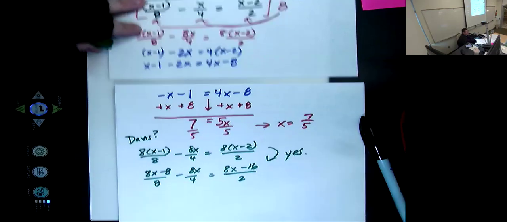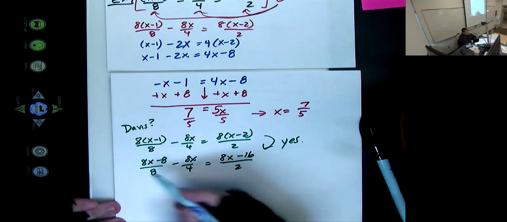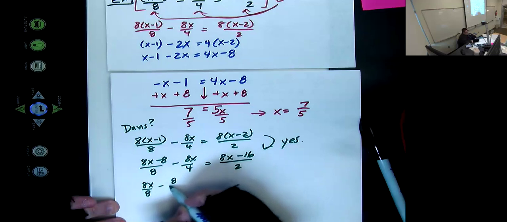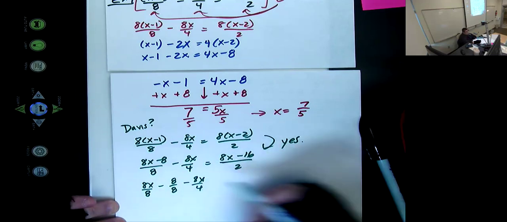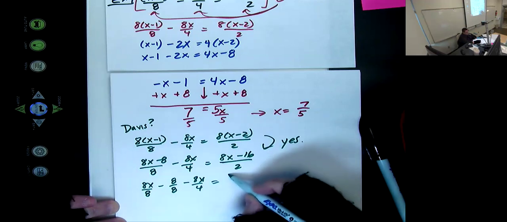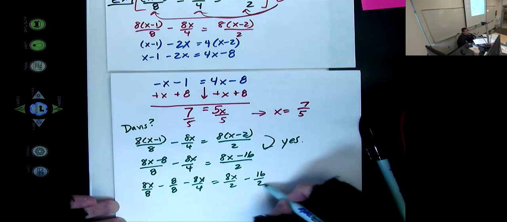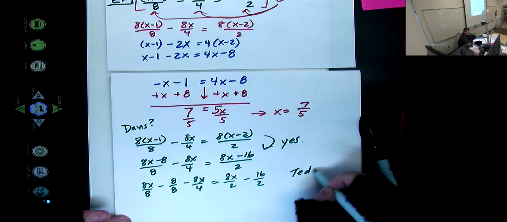But it's easier to mess up here because you got to remember to separate these. This is now 8x over 8 minus 8 over 8, minus 8x over 4, equals 8x over 2 minus 16 over 2. There's a lot of stuff going on there. So, doable, but tedious.